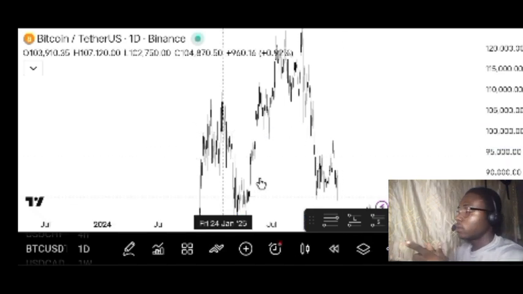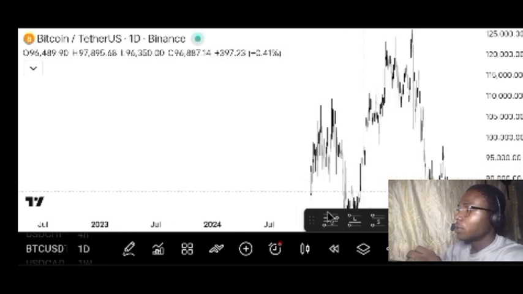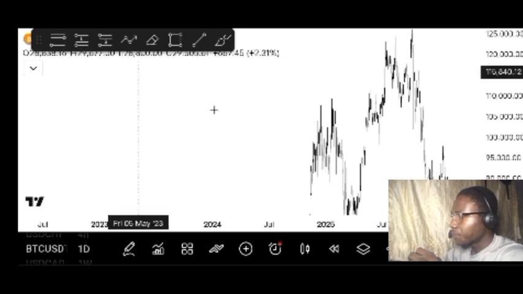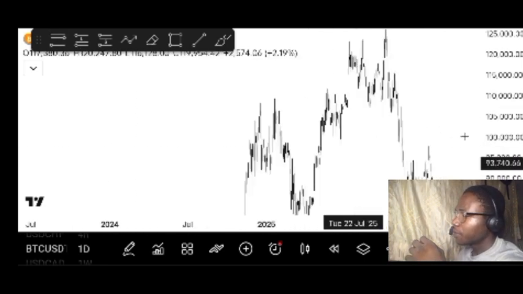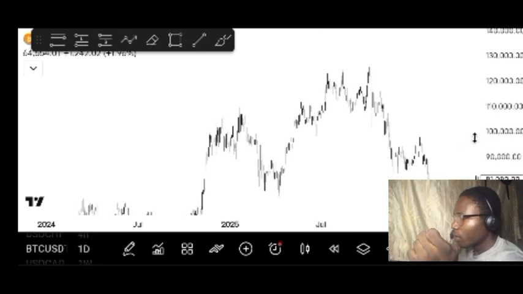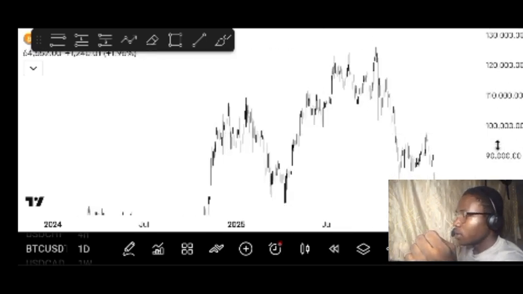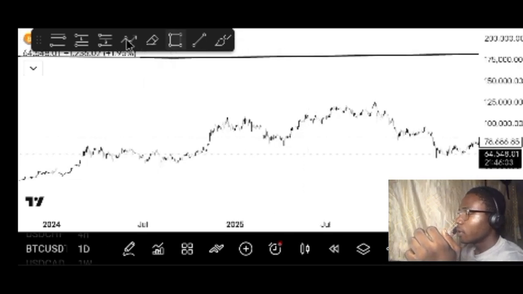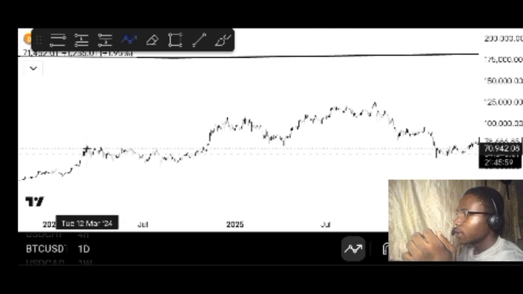So for that, let's get into business. You can see this is a Bitcoin chart. The same thing tends to occur here in the Bitcoin chart. Let me show you something. Let me delete this so I can mark it from the beginning. So guys, you can see that.